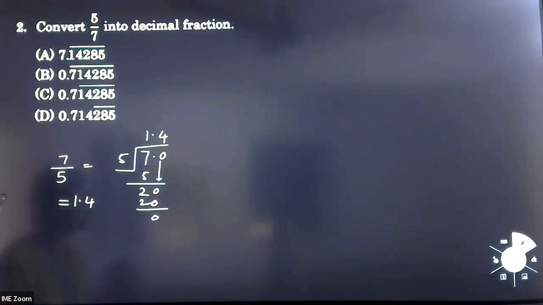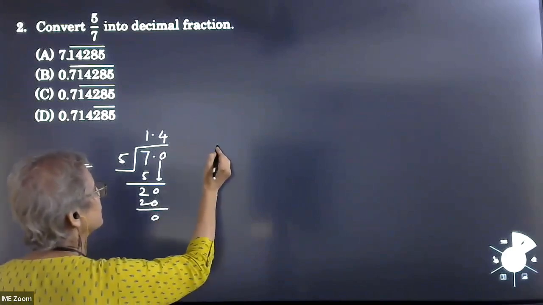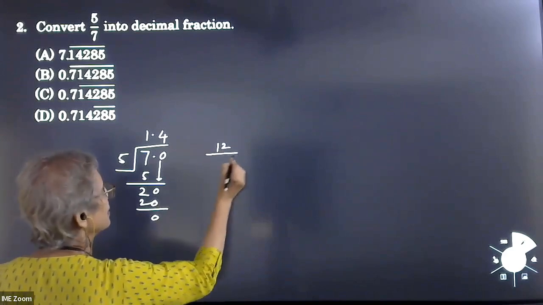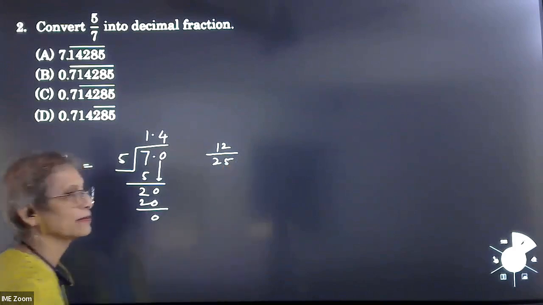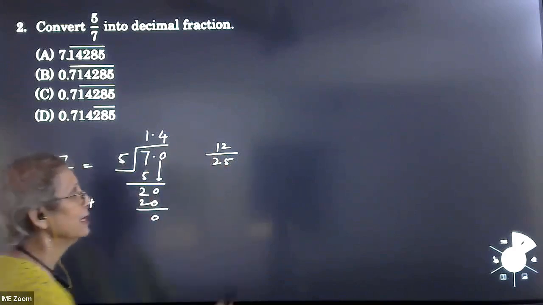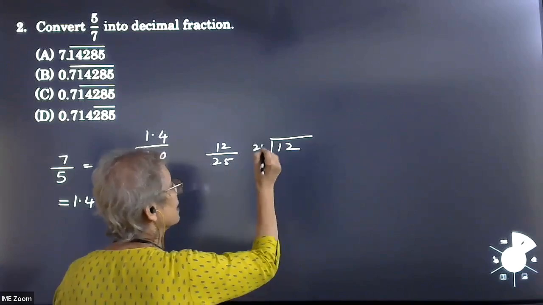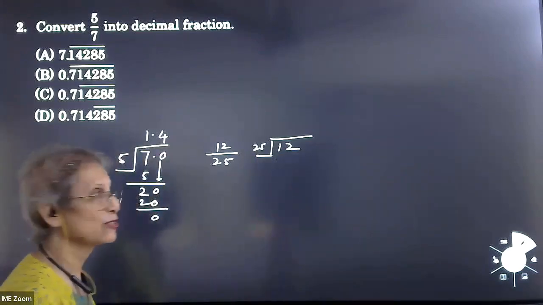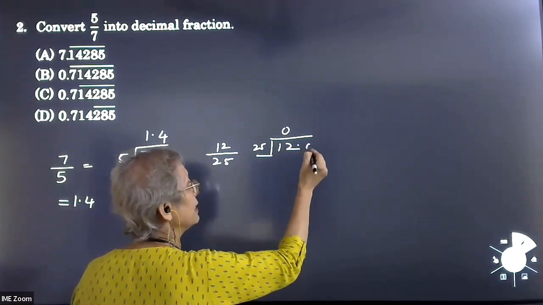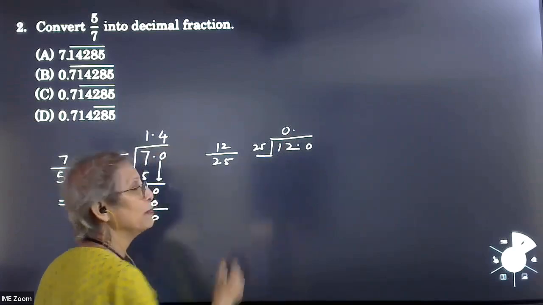Very simple, right? Now we'll take another example, say 12 upon 25. Now this time, this is a proper fraction, okay? Let us divide. 12 divided by 25. It is not divisible. So first of all, let us write 0. Now I am putting decimal point and adding 0 over here. Here also I have to write decimal point.